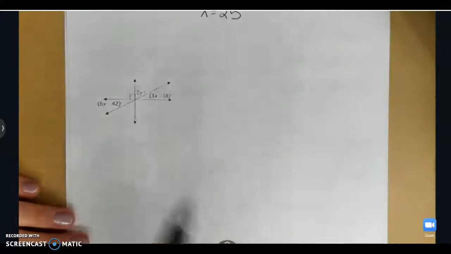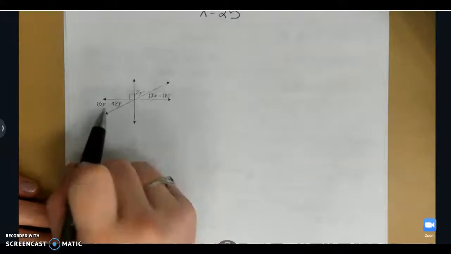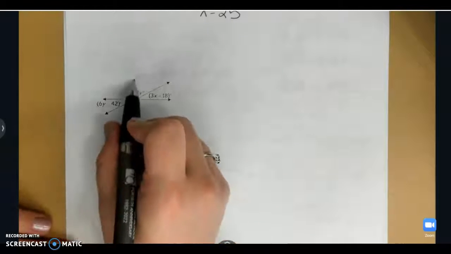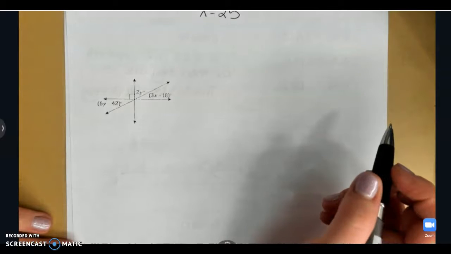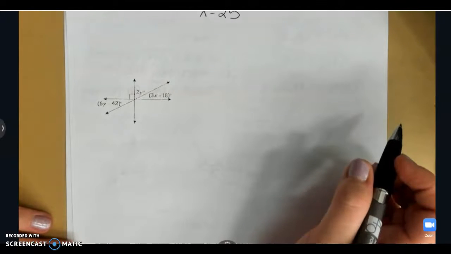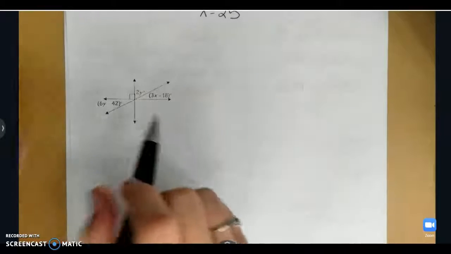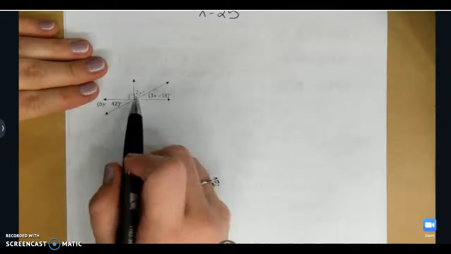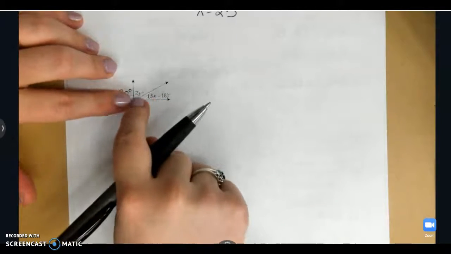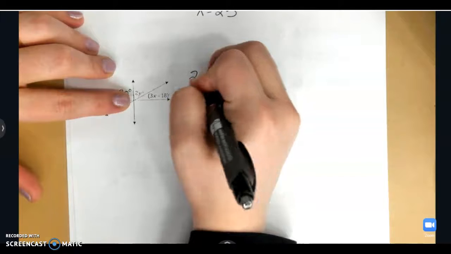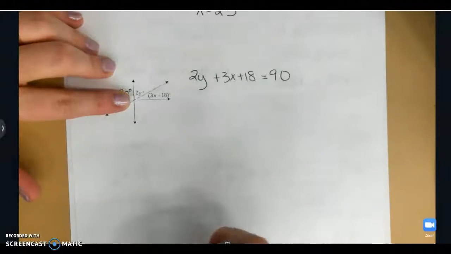Okay. Now this one I have a couple different pieces of information, and I'm trying to find both an x and a y. So I'm told that I've got perpendicular lines, and then I've got another line going through it. So we're going to have to write a system to solve this problem because I've got two different variables. So starting here, this is my straight angle, and if that's perpendicular, that means that this is 90 degrees. And so these two angles together, 2y plus 3x plus 18 equal 90 degrees.